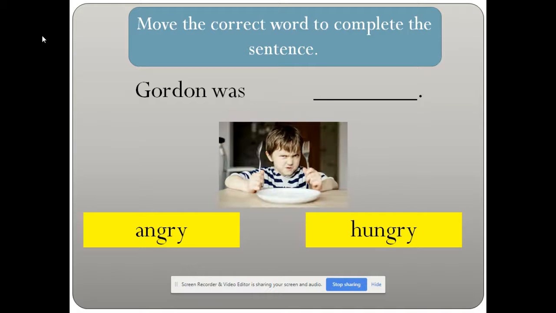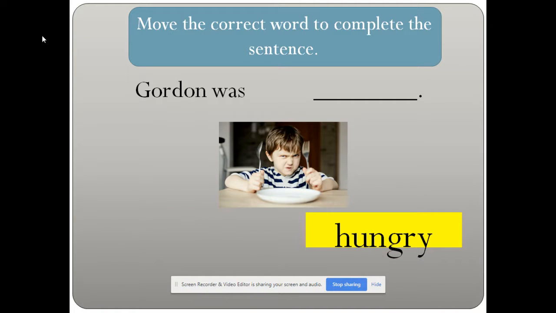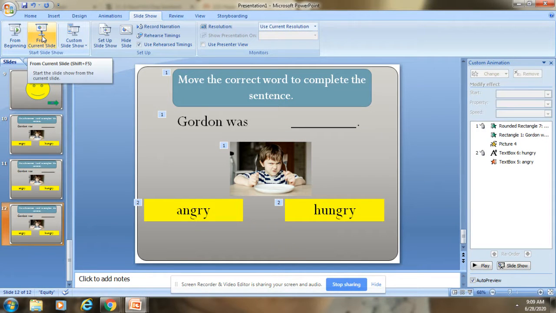So we're going to move the correct word to complete our sentence. So based on the story, how was Gordon feeling? Gordon was hungry. Very good. So these are different ways that you can present information, you can check understanding, and you can keep your students engaged.